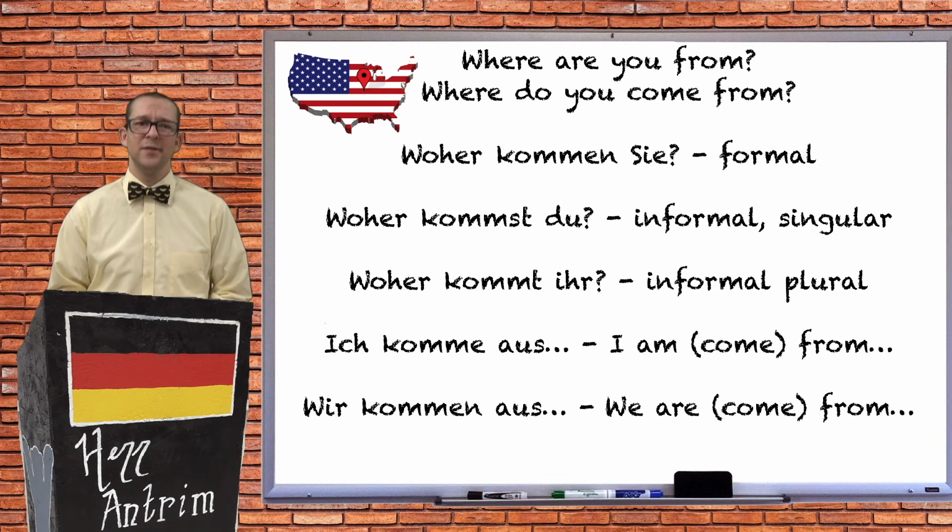As a visitor to Germany, you might get the question, woher kommen Sie? Where are you from? The du version is woher kommst du? And the ihr version would be woher kommt ihr? The answer is ich komme aus, or wir kommen aus, followed by your place of origin.